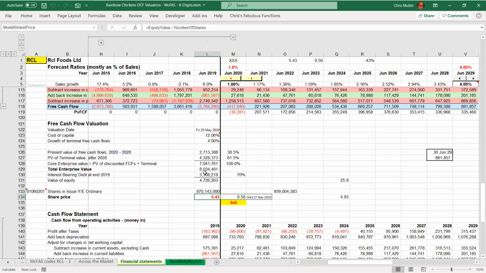Right, I'm going to call that a day and say I really like rainbow chickens. I've been valuing it since 1997 when I first did my MBA. It was my final year, and we had to do a valuation product, and I've still got my spreadsheet. I'm not going to show it to you, but it was on rainbow chickens.